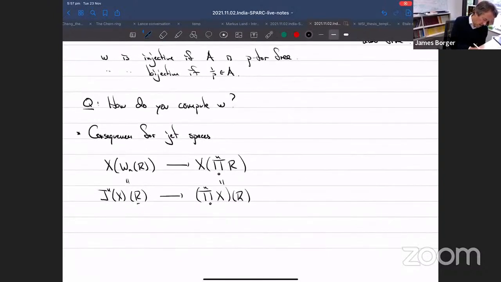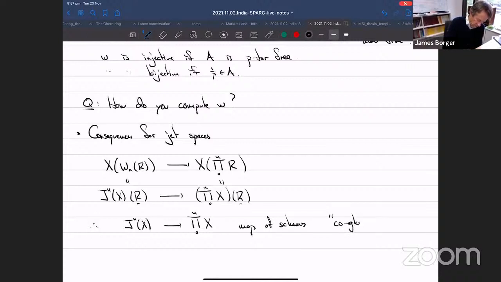Since R is a completely arbitrary ring, that implies that we get a map of schemes, of varieties. Therefore, we have a map of schemes, which, I guess I like to be cute, I call it the co-ghost map. So J of something at least is kind of approximately a product.